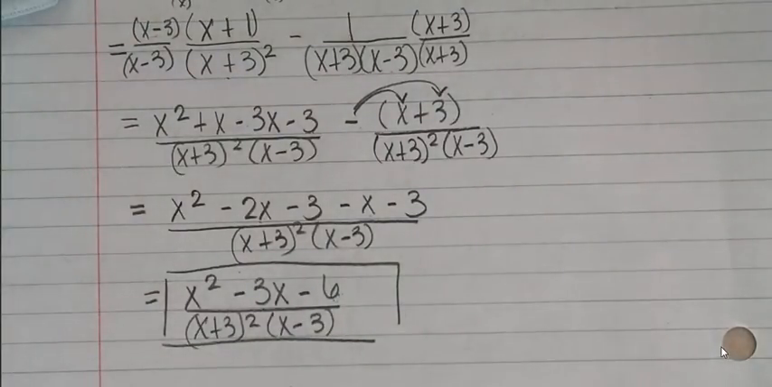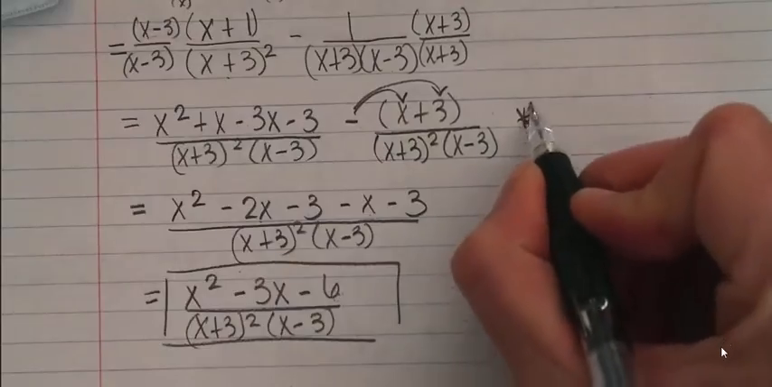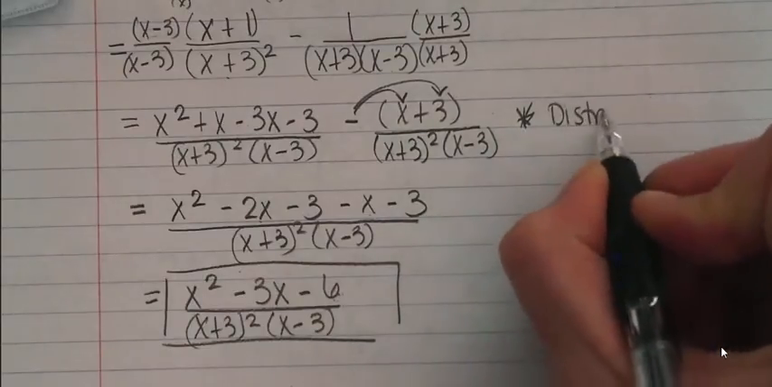Okay, and then the next thing I want to show you. Oh, and I guess, let me write a little star here. Make sure that you distribute your negative.